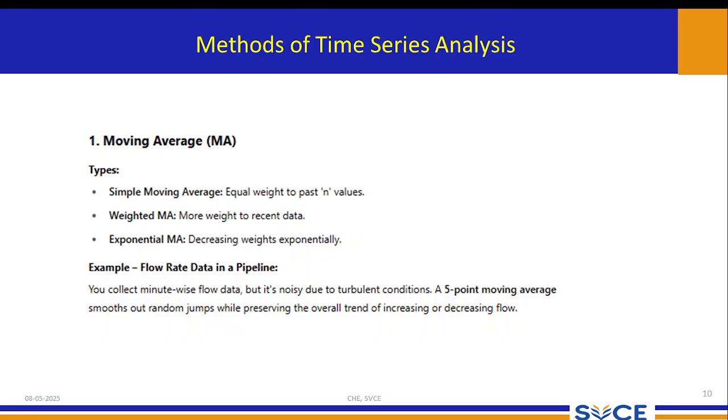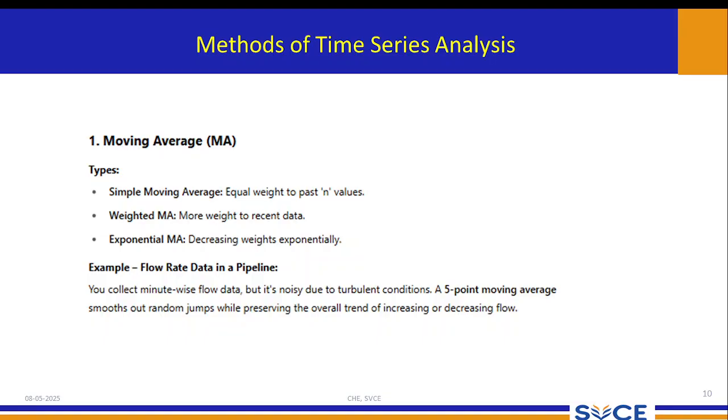For example, we are collecting minute-wise flow data. Let's say you have a flow meter, and every 10 seconds I would like to know the flow rate, whether there is a fluctuation in flow rate or not. Even digital flow meters are available nowadays, but the reading is noisy due to turbulent conditions. So a 5-point moving average smooths out the random jumps while preserving the overall trend.